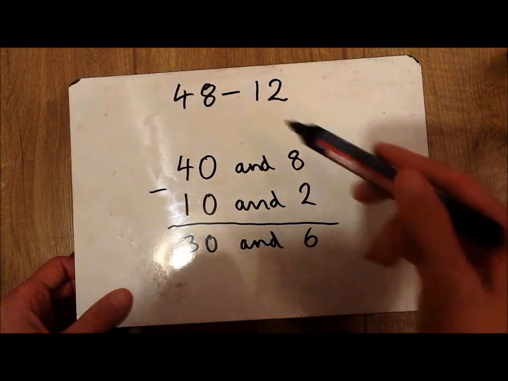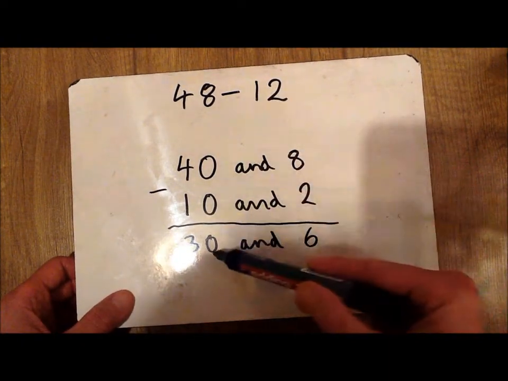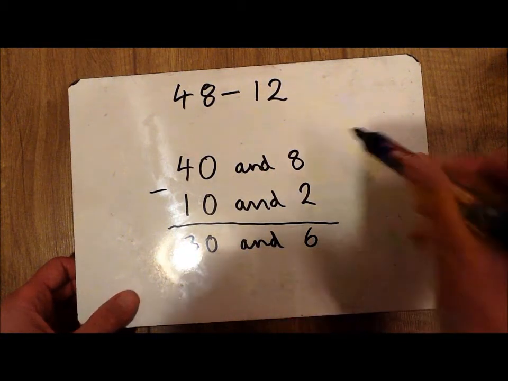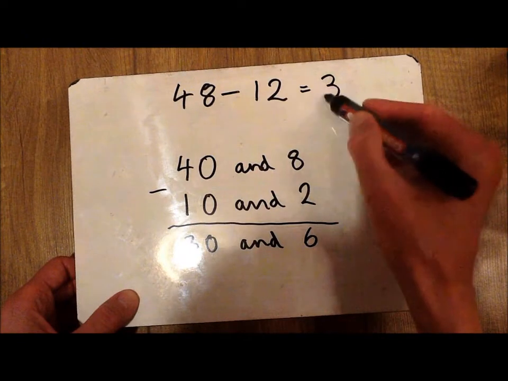So the answer to 48 take away 12 is 3 tens, which is 30, and 6 ones, which gives me a total of 36.